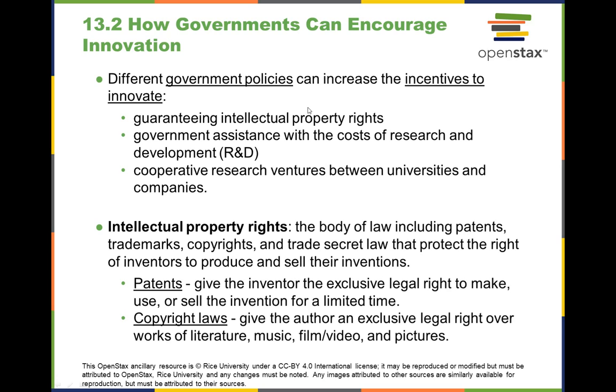Different government policies can increase the incentives to innovate. Guaranteeing intellectual property rights, like patents and copyrights, would be an example. And you can see down here, it describes intellectual property rights. The body of law includes patents, trademarks, copyrights, and trade secret law that protect the right of inventors to produce and sell their inventions. Patents give the inventor the exclusive legal right to make, use, or sell the invention for a limited time. Copyright laws give the author an exclusive legal right over the works of literature, music, film, video, and pictures, so the arts.